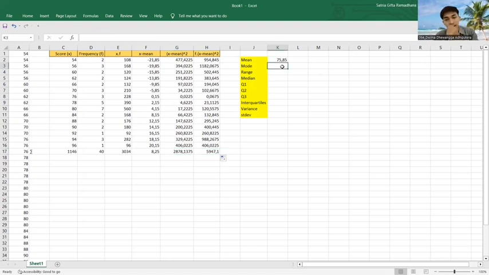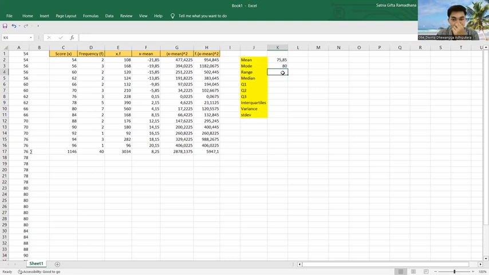And then we have to find mode. Mode is the score that often appears. Let's see here. Now, 80 is the mode because it has 7 frequency, the biggest one. So just type it.